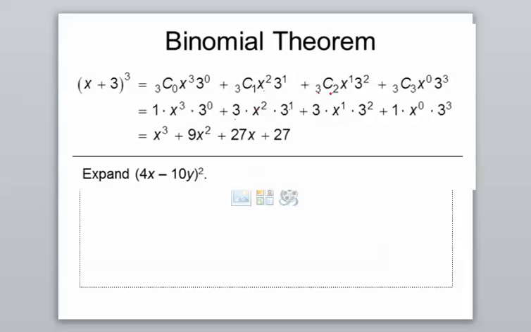3 things taken 2 at a time, which is going to be 3. X to the first, 3 squared. You can see how I'm getting these values right down here, right? And working it out. Let's see if we can't do this one that same way.